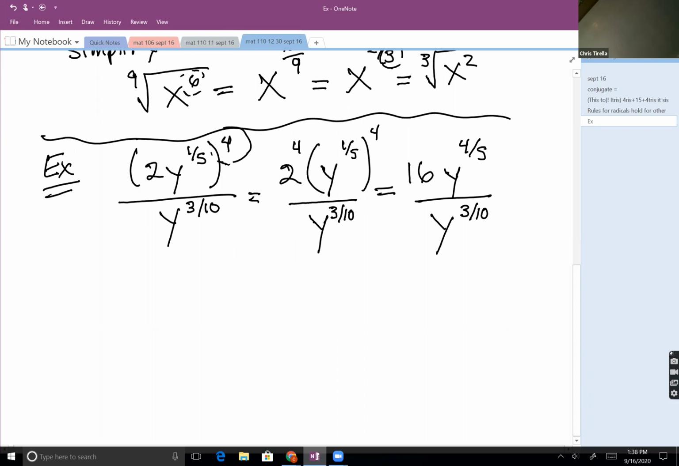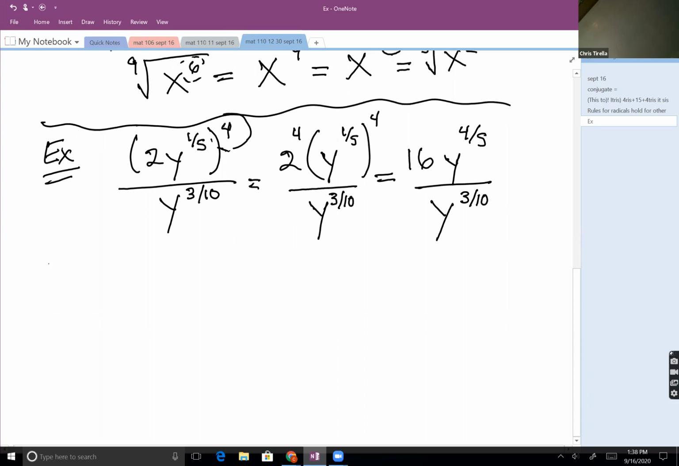Now, I have the same base here, y and y. When I divide, what do I do to the exponents? Subtract. We're going to take 4/5 minus 3/10. And I can't force you to do it by hand. Some of you might be more comfortable doing the fractions by calculator. But I'm going to do it by hand.